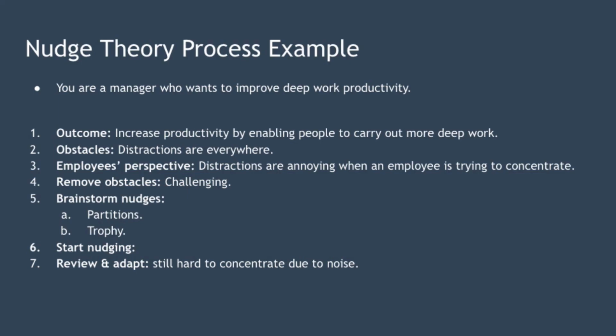Step seven is to review and adapt. So the team is using the trophy as intended. However, you get some feedback that it's still hard to concentrate as people are striking up conversations around them while they're trying to do their deep work. So in that case, you train the team that when someone has the trophy on their desk, they shouldn't really strike up conversations with others in close vicinity. They should move a little bit away to a different location.